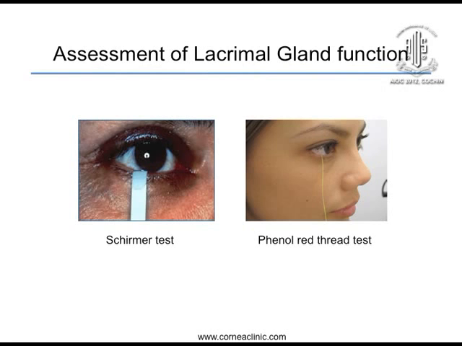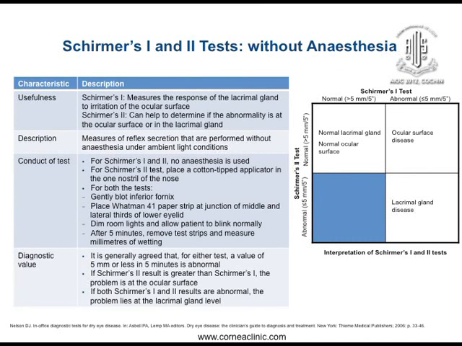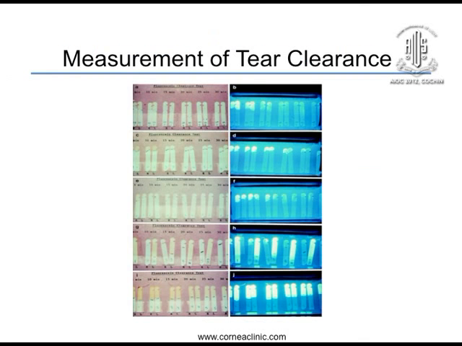This is something that we do more commonly in the clinic, the Schirmer's test or a phenol red thread test, and this basically looks at the amount of tears that are produced. Well, the Schirmer's one is what we popularly do in the clinic without an anesthetic, and if this is less than 5 millimeters in 5 minutes, it is considered abnormal. Beyond that, sometimes the test can be very nonspecific and quite variable.